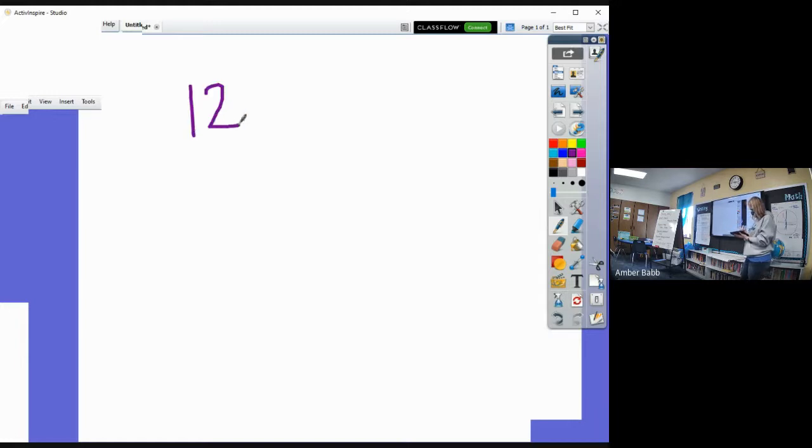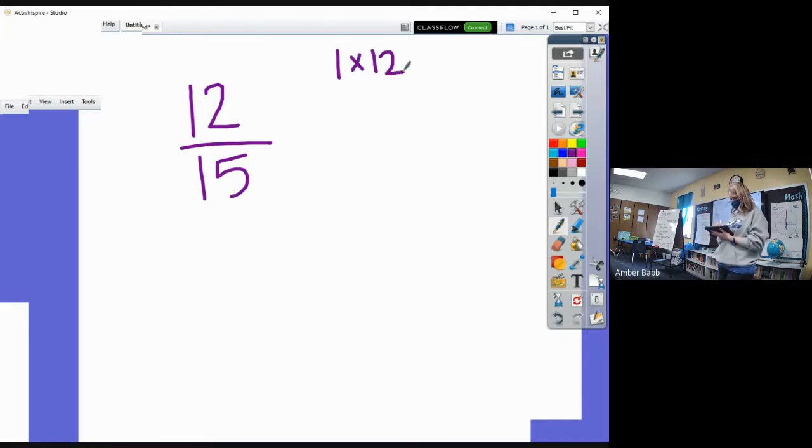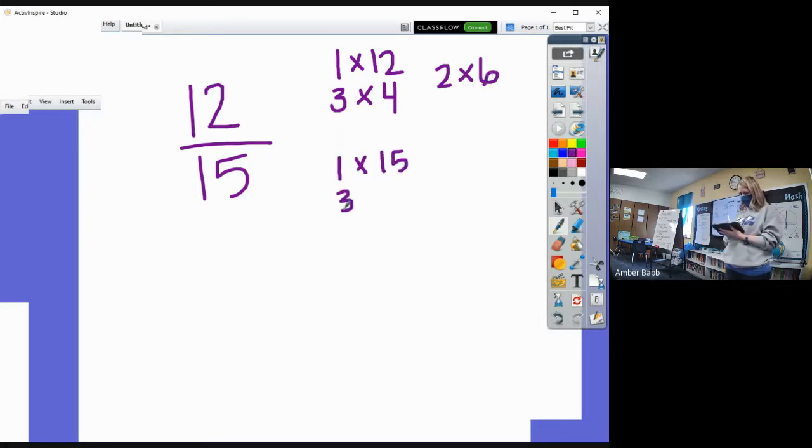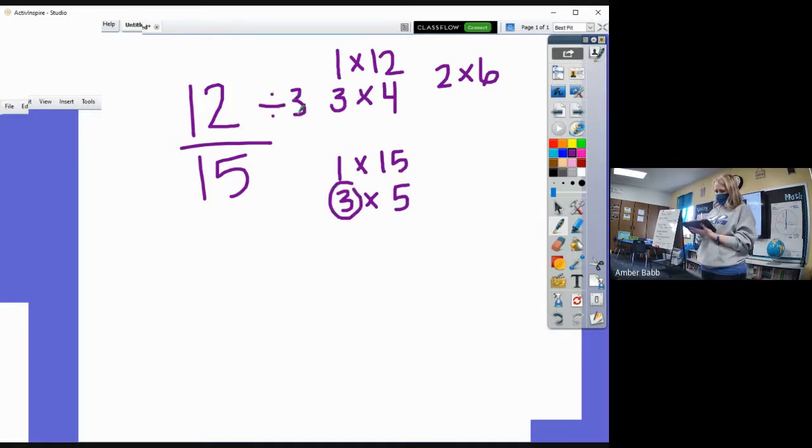Here's another one. Now, your numerator is not the greatest common factor on this, so let's list out our factors. What are the factors for 12? 1 times 12, 2 times 6, 3 times 4. What are my factors for 15? 1 times 15, 5 times 3. Anything else for 15? So what's my greatest common factor? 3. I need to divide the top and the bottom by 3.